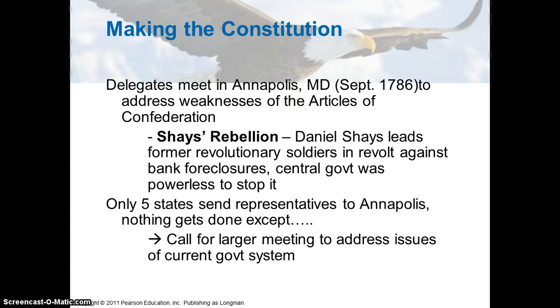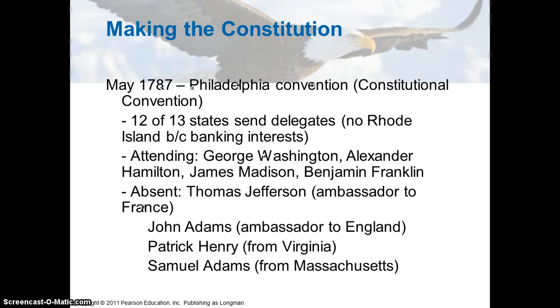And this is an issue. The reason they're having their land foreclosed on is because they never got paid for fighting in the Revolutionary War. They never got paid because the central government couldn't raise taxes to get money to actually pay them. Since only 5 states actually send people to the Annapolis Convention, nothing really gets done, except that those representatives, 12 of them total, agreed that there should be another convention, another big meeting, to discuss this Articles of Confederation issue.